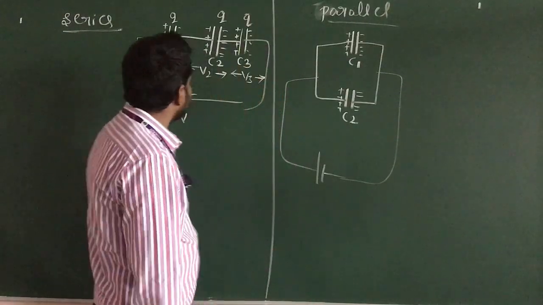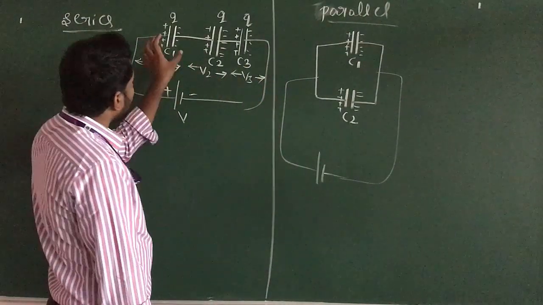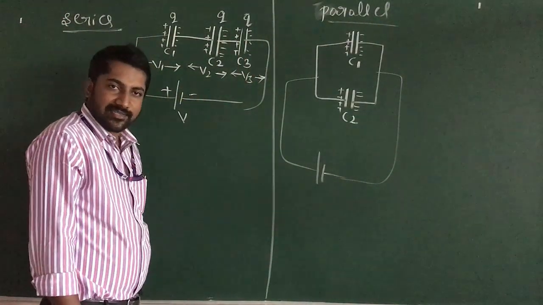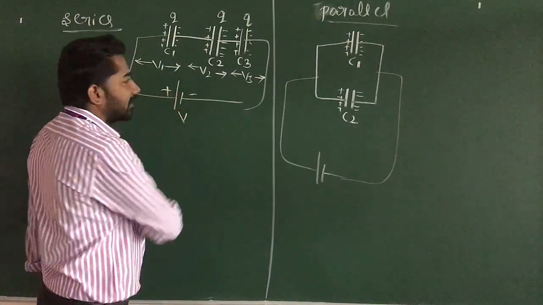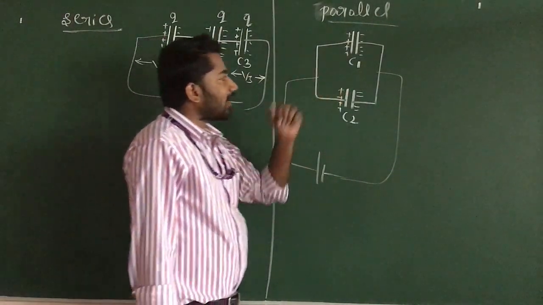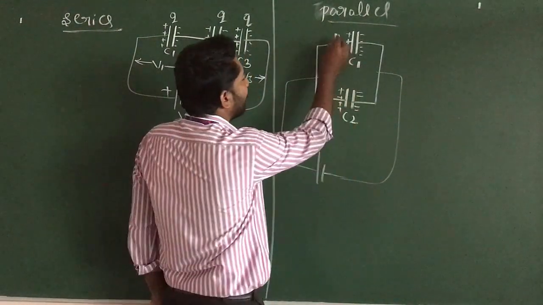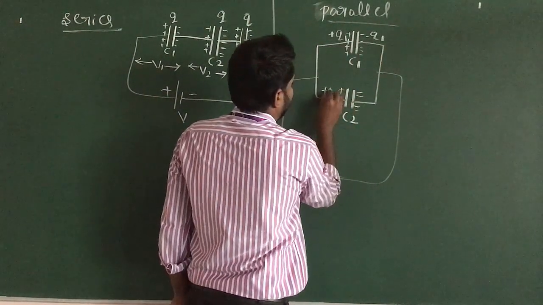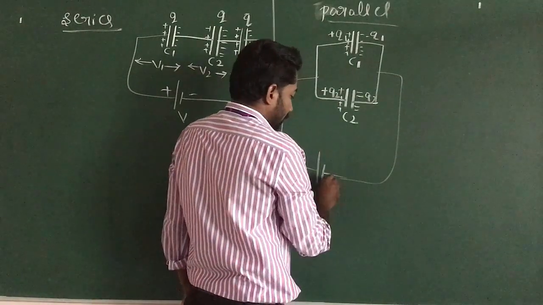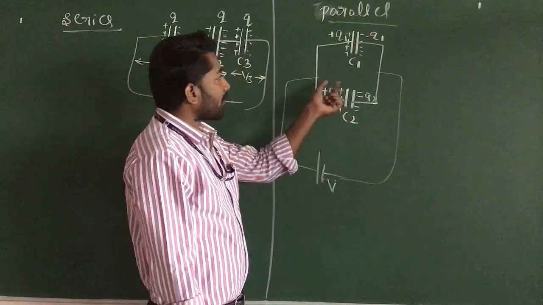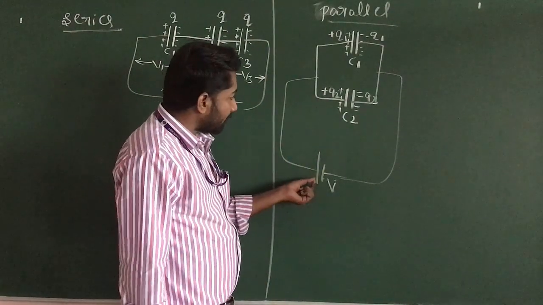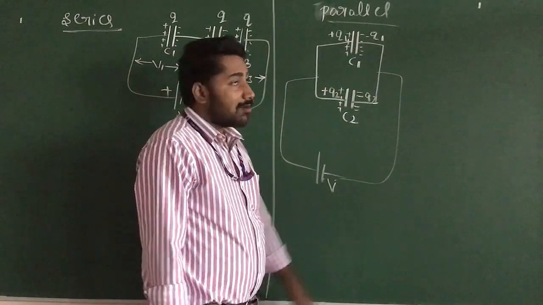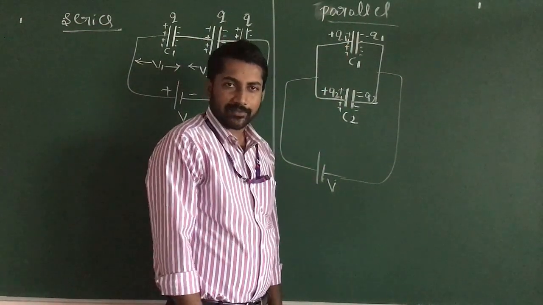And the second difference is, in case of series combination, the charge on each capacitor is same, but the potential difference is different. In case of parallel combination, here we take plus q1 and minus q1, and plus q2 and minus q2. V is the potential difference. In case of parallel combination, the potential difference across each capacitor is same, but the charge on each capacitor is different.